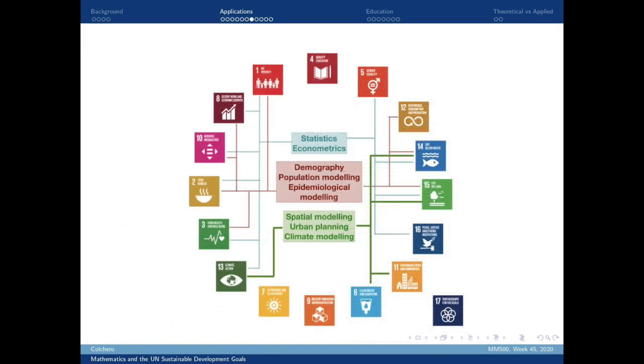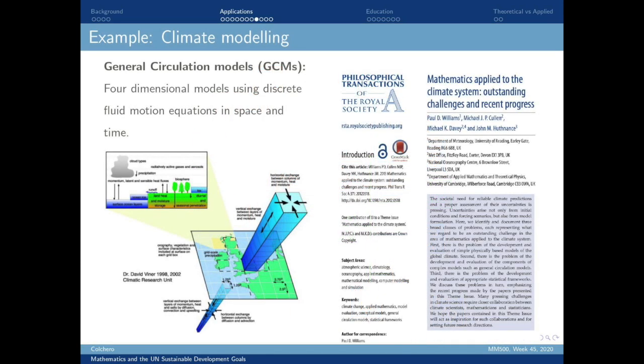Another crucial application of mathematics has to do with modeling spatio-temporal processes, such as the occurrence of species in space and time, urban planning, or climate change. In order to predict the impact of climate change, scientists have relied on what is known as general circulation models, which are four-dimensional models using discrete fluid motion equations in space and time. The report from the Intergovernmental Panel on Climate Change relied heavily on the outcomes of these models in order to produce predictions of climate change.